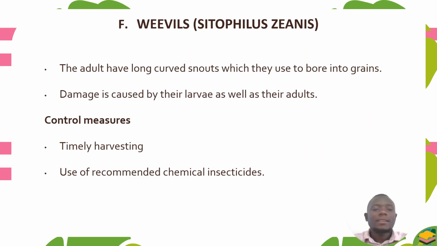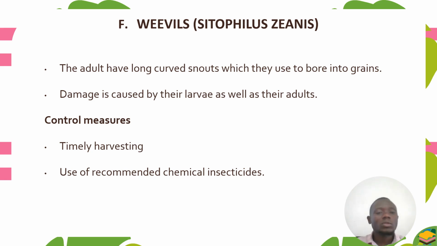Yeah, so let's now look at weevils. The adult weevils have got long curved snouts which they use to bore into the grain. So they bore into the grain or make holes into the grain using those long curved snouts. Damage is caused by their larvae as well as their adults.